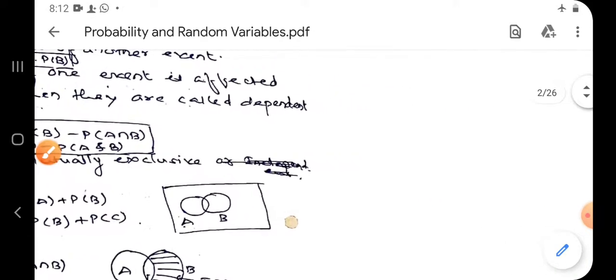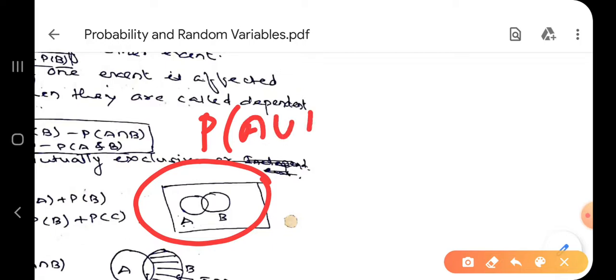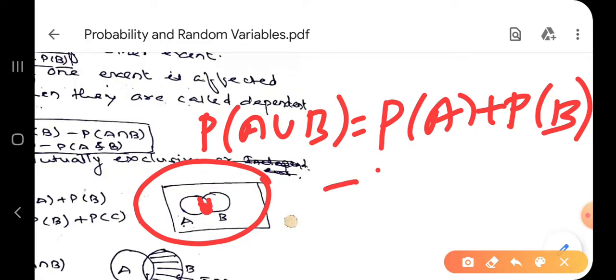Here, from this figure, you get the concept. A, B, I have to find P of A union B, which is probability of occurring A plus probability of occurring B, because both are there, union is there, but they have common part here. That common part I have to subtract. So P of A intersection B.